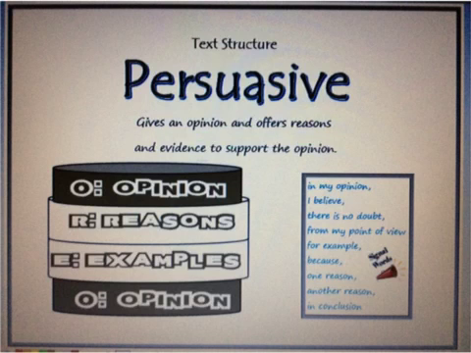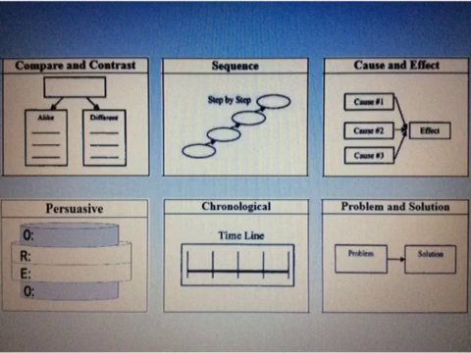The last text structure is persuasive that we look at in 4th grade. Persuasive is a kind of text that you've written with one of our units already this year. Usually authors who give their opinion and then give reasons and evidence to support that opinion are trying to persuade you to change your mind about something. And we use the Oreo model for that: opinion, reasons, examples, and then repeat your opinion again at the end with your conclusion. So some signal words might be, in my opinion, I believe, there is no doubt, from my point of view. For example, because, one reason, another reason, and in conclusion. So those are the 6 different nonfiction text structures that we work with in 4th grade.